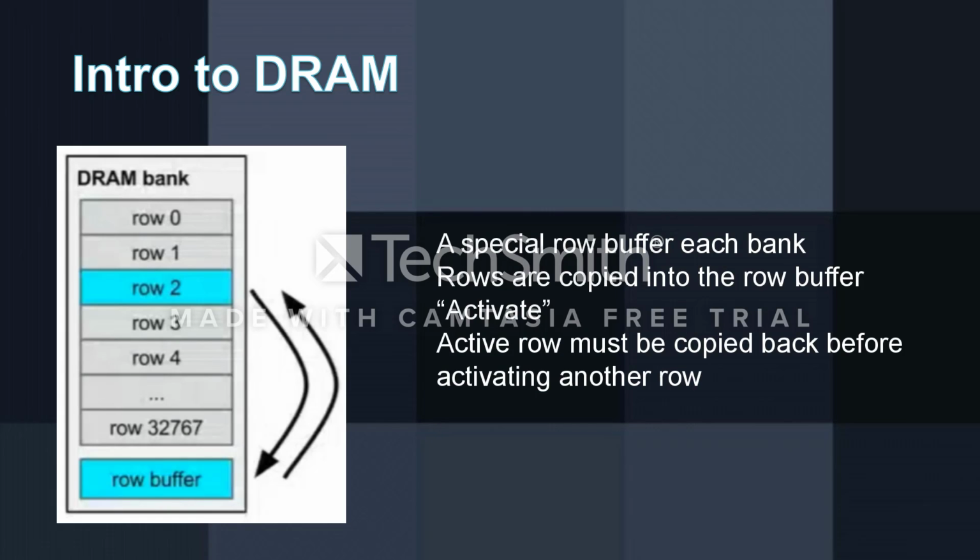For each congregation of DRAM, which is called a bank, there's a special row buffer. Whenever a row needs to be accessed, the content of the row is copied into this special row buffer. This is called activating. The active row can then be accessed by the CPU, and it has to be copied back to its original location before another row can be activated.